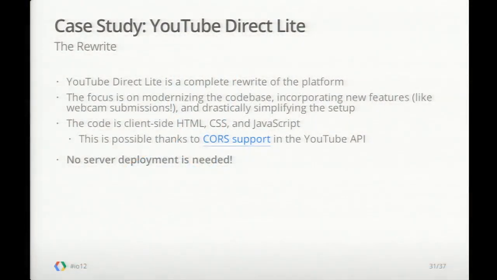We wanted to do this for a while, but we actually could not do that until we rolled out cross-origin resource sharing, or CORS support, in the YouTube API. And this means that we could write JavaScript code, have it run on a web page, and that JavaScript code can make calls directly to our YouTube API servers without having to have an intermediary server proxying those requests. So this again means no server deployment is strictly required. You don't have to run anything of your own if you don't want to.